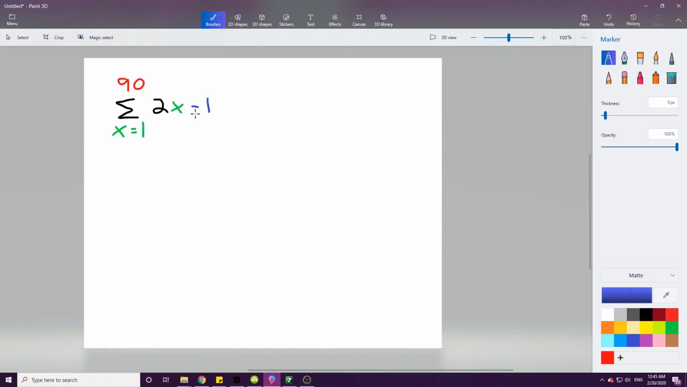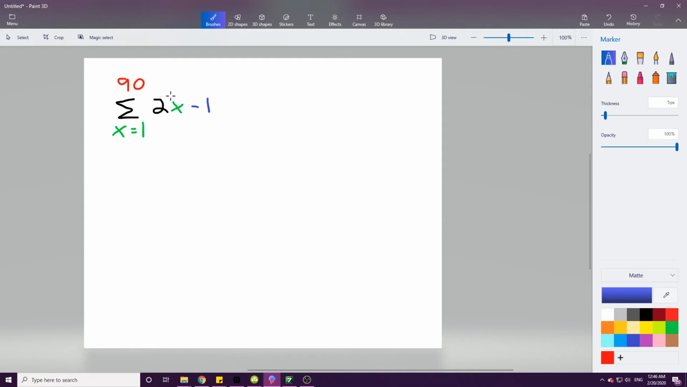And then every time I go up in x, my next one is 2, right? 2 times 2 is 4, minus 1 is 3. 2 times 3 is 6, minus 1 is 5. Notice that every single time I plug in the next x, it gives me the next odd number. So this is definitely the equation for an odd number. Now how do we actually solve this? Because I'm not about to add up 90 numbers. That'd be ridiculous.